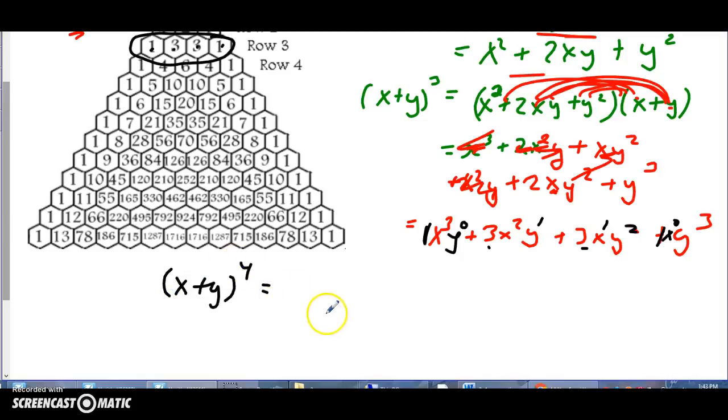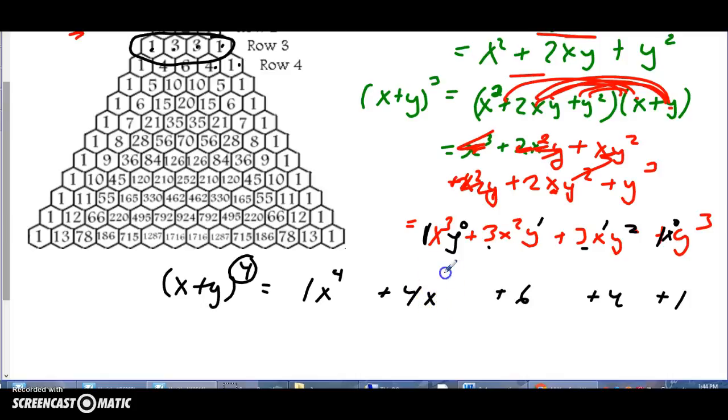Well, I'm going to take a jump forward, and I'm going to say that my answer is going to be 1 of something plus 4 of something plus 6 of something plus 4 of something plus 1 of something. Now, what's that? So 1, 4, 6, 4, 1. And what's that something? Well, I start off with x to the full value here, 4. Y to the 0, I'm not going to write it because y to the 0 is just 1.